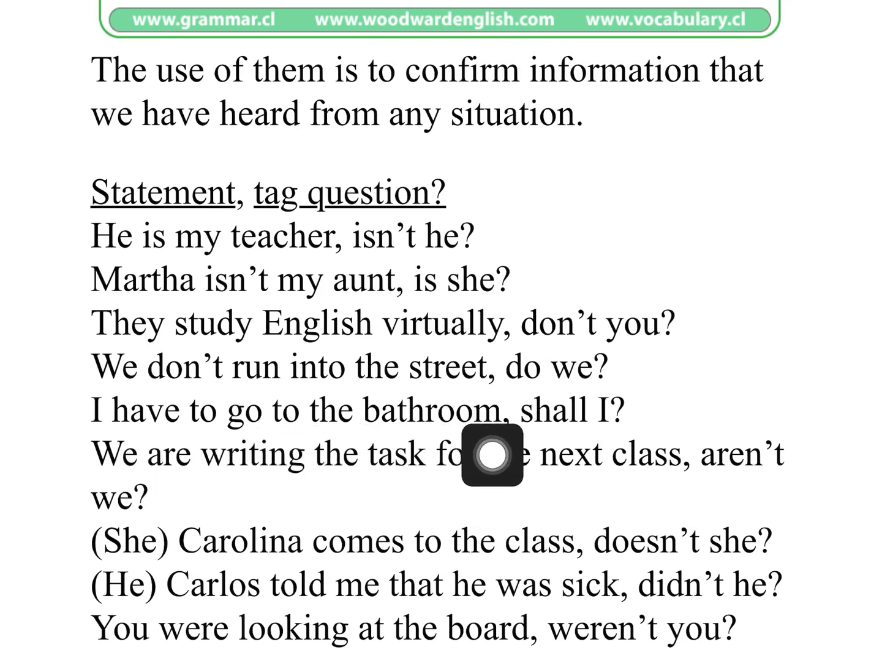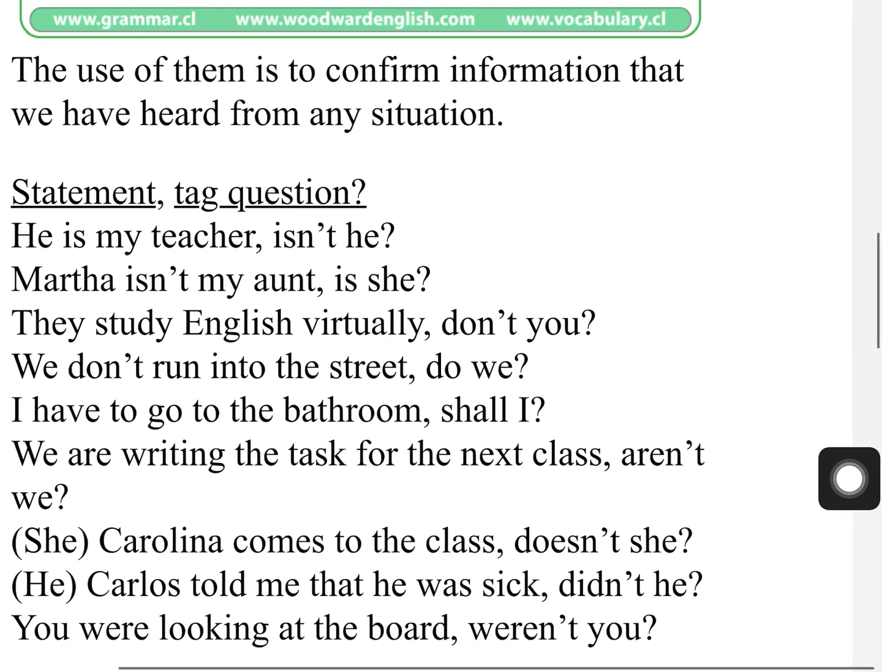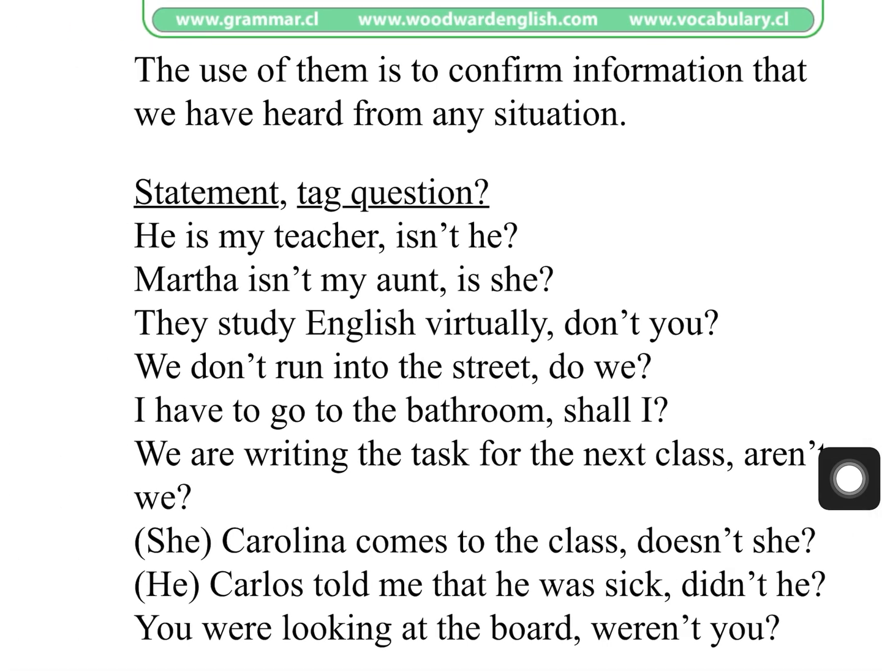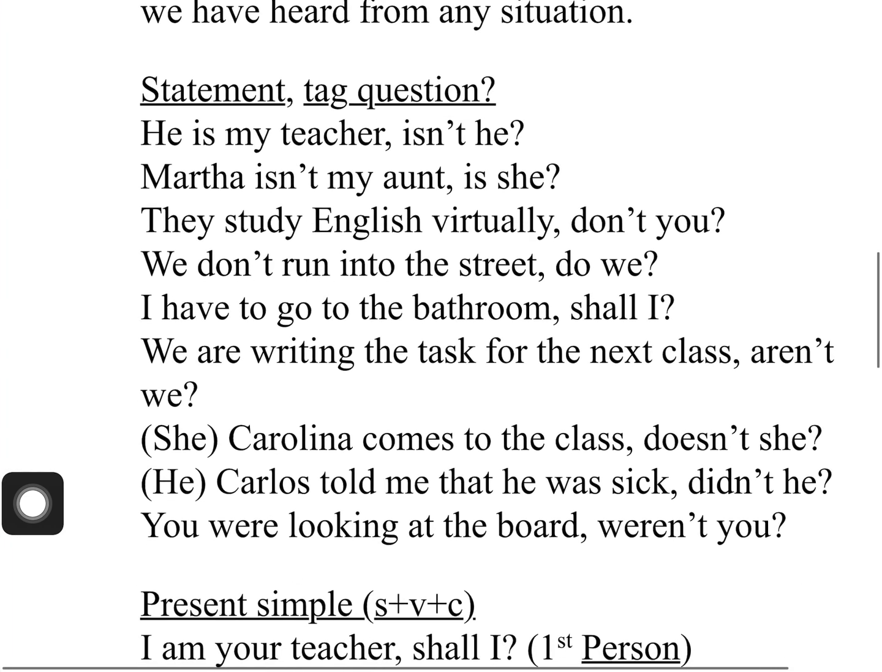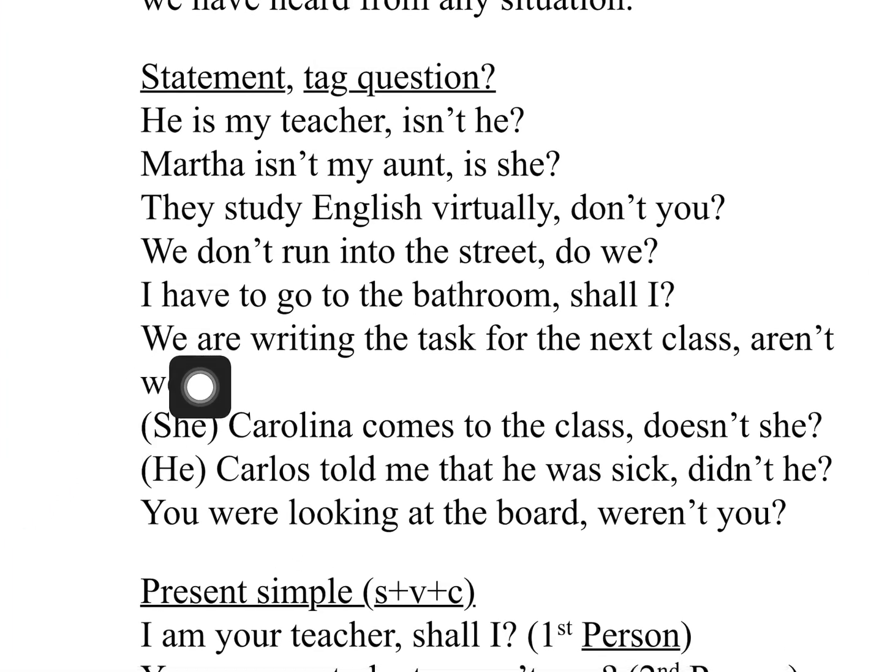I have to go to the bathroom, shall I? So we have to use "shall" just with "I". When we are going to use "I", we use "shall", not "I'm not" or "haven't" or "do". That is just when looking for permission. When we say that, we know that. For example, here we recognize something.